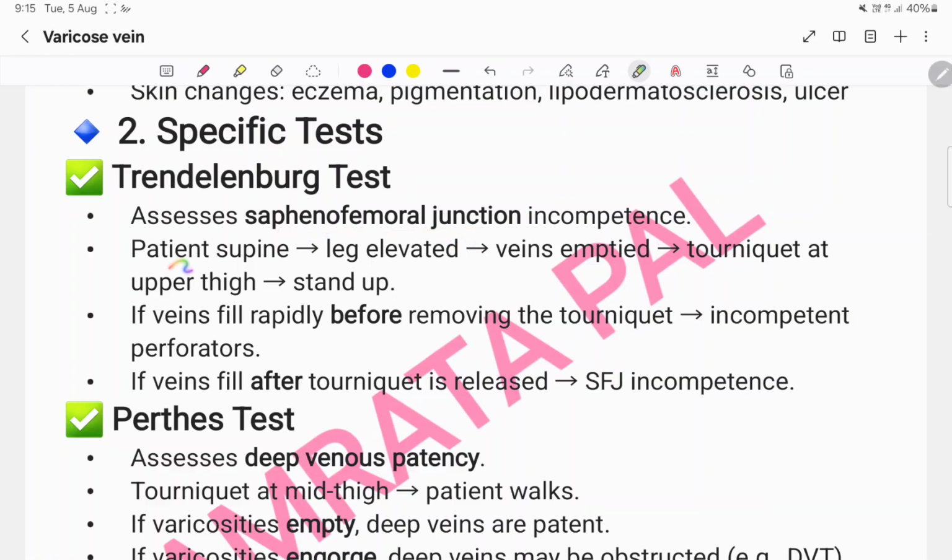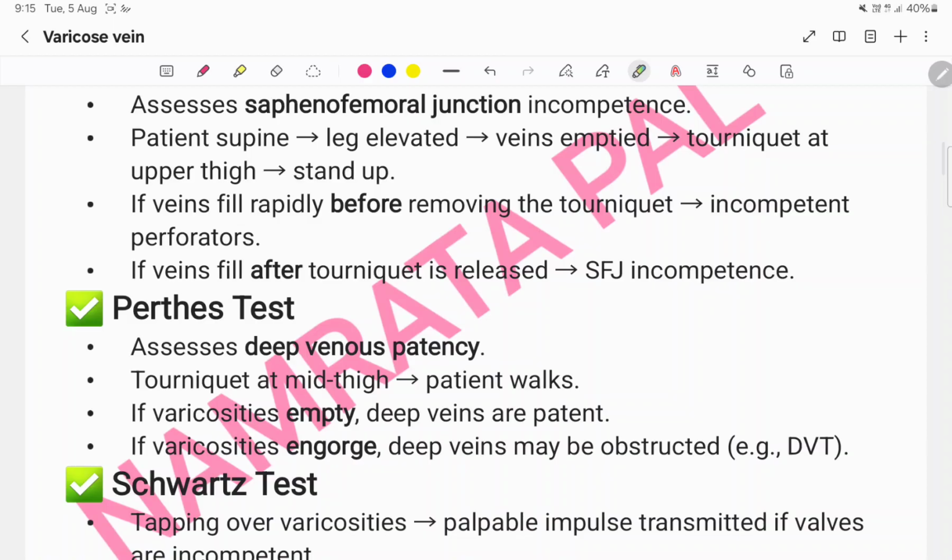First, the patient is laid down in supine position. Leg is elevated to drain all the blood from the superficial vein, and the vein is ultimately emptied. Next, tourniquet is applied in the thigh and patient is asked to stand up. If the vein fills rapidly before removing the tourniquet, it is incompetent perforator, and if vein fills after the tourniquet is released and it is very fast, then it is saphenofemoral incompetence.